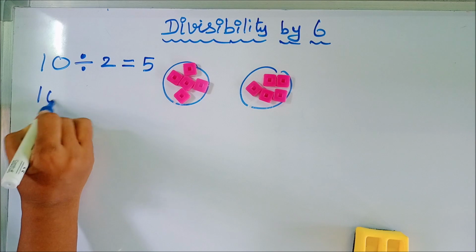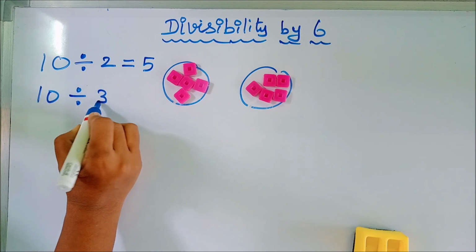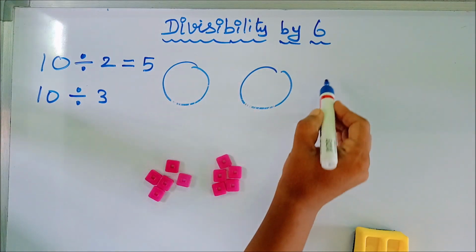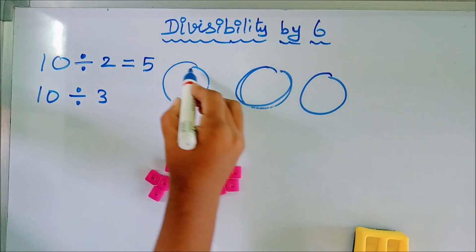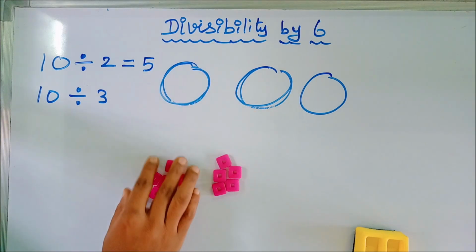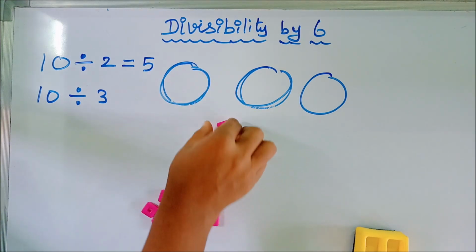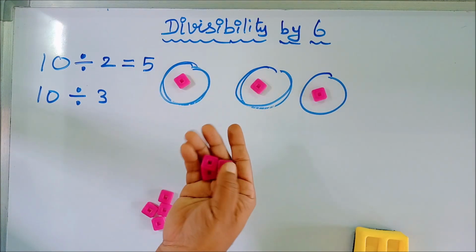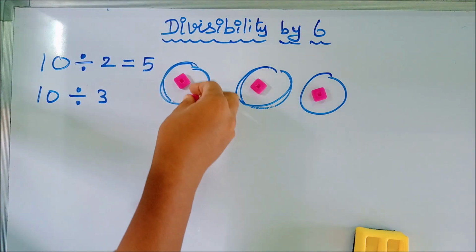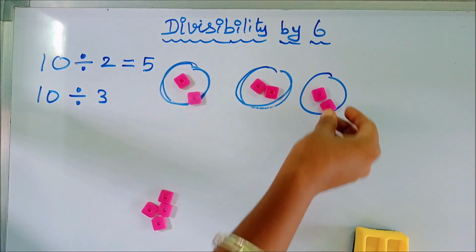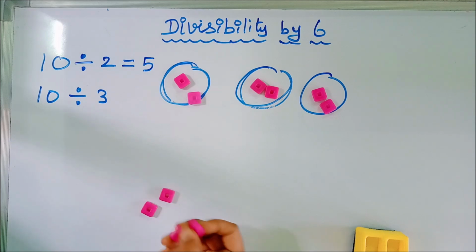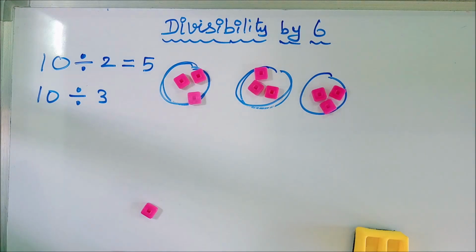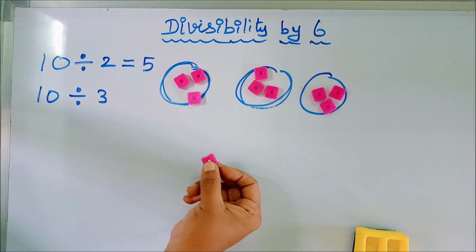Next we are going to check whether the 10 is divisible by 3 or not. For that you have to divide these 10 shapes into 3 equal parts. For that first you have to take 3 shapes and give 1 to each set. 1, 2, 3. Again you have to take 3 shapes and give 1 to each set. 1, 2, 3. Again you have to take 3 shapes and give 1 to each set. 1, 2, 3. Okay, next see here children, we have 1 remaining piece.